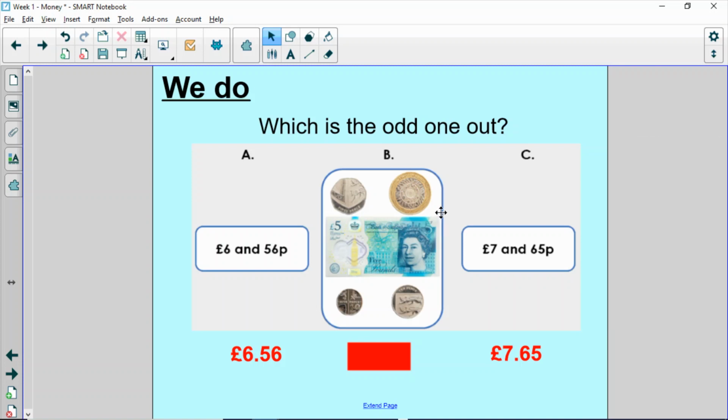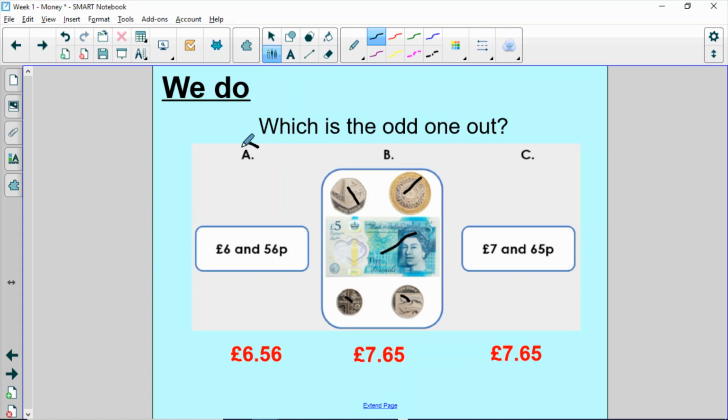Let's work out the total of Bubble B. Now we've got a £5 note here, so let me get my pen and cross it out. £5 and a £2 coin makes £7. And then we've got a 50p, add 10, which is 60p, add 5, which is 65. Therefore, our total is £7.65. We can see then that these two give you exactly the same answer. A is different, therefore A is the odd one out. Give yourself a tick if you've got that question there.